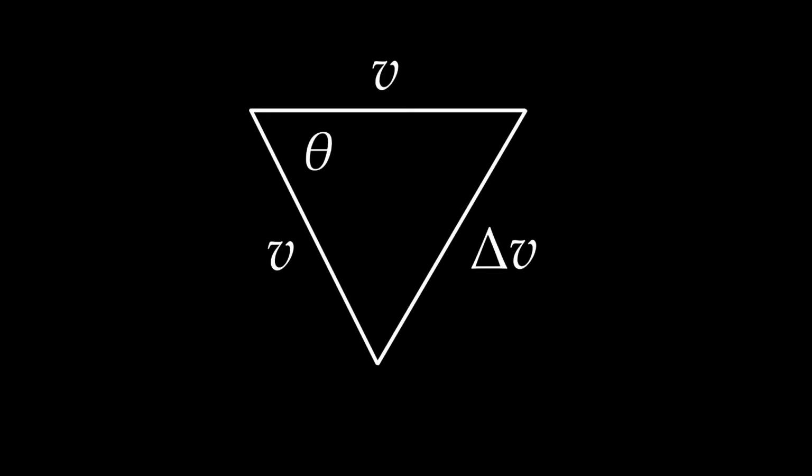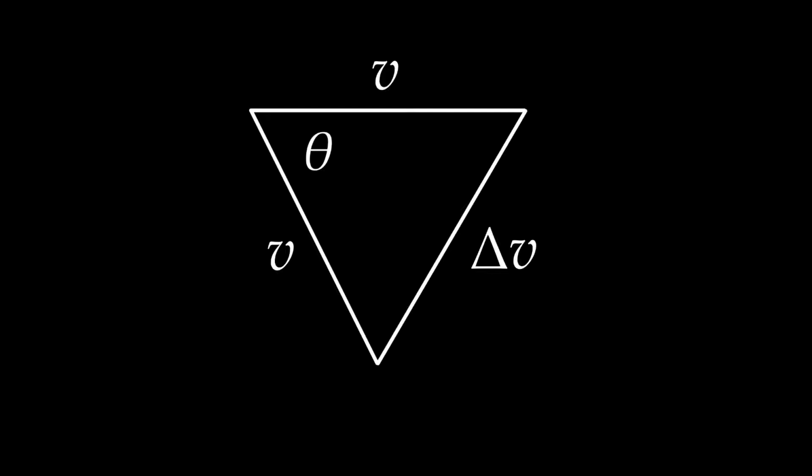Now I'm going to make an extraordinary and inappropriate claim. I'm going to claim that delta v is equal to v times the sine of theta, and you should immediately balk at that, primarily because the triangle that I've drawn here is clearly isosceles and not a right triangle. Trigonometry refers to relationships in right triangles, and this is not a right triangle.